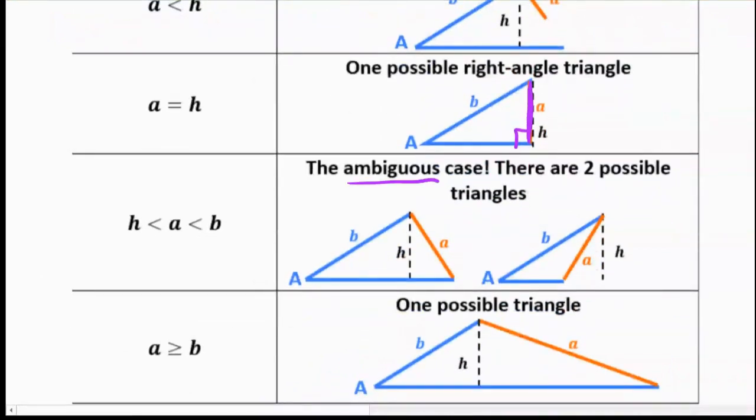Same idea for the third case. This is what we call the ambiguous case. If the opposite side is greater than the height, but less than the adjacent side that we are given, there are two possible triangles that can be created. Again, this angle A stays the same, this side length b stays the same, and this side length stays the same. All of those things are true, yet we get two different triangles. So in that situation, we're going to need to figure out what those two triangles are and solve each of them. Again, that's when the opposite side is longer than the height, but less long than the adjacent side.